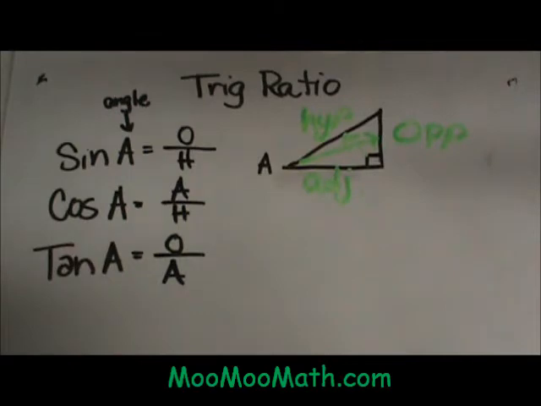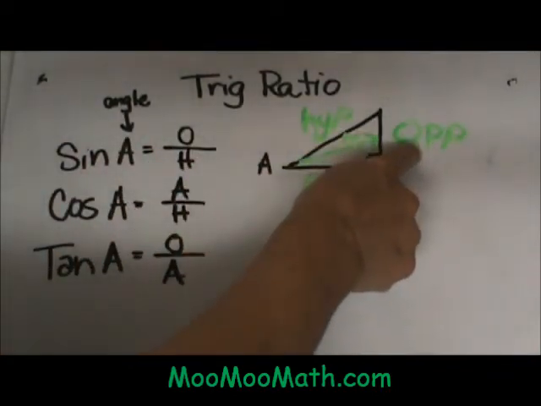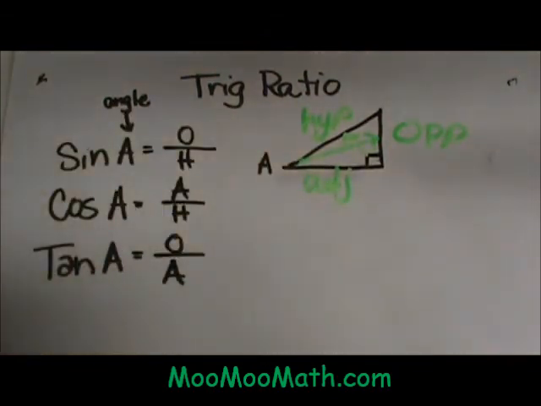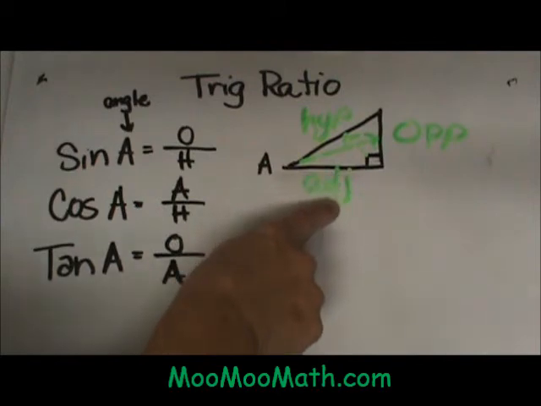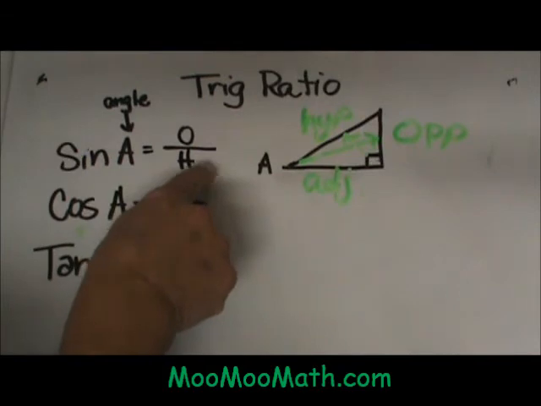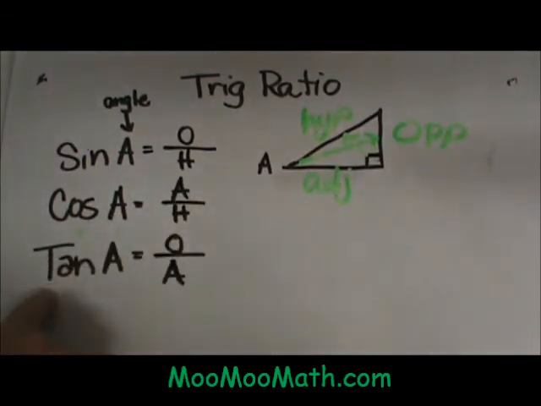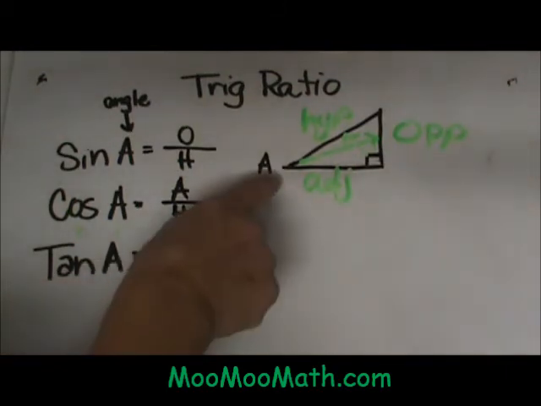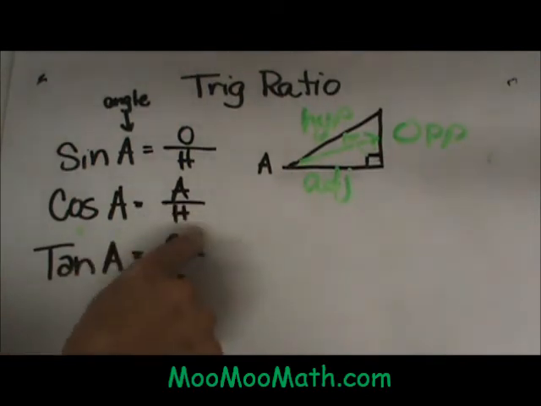The first one we'll take is the sine of A. And the sine of A is equal to the opposite over the hypotenuse, or O over H. The cosine of A is equal to the adjacent over the hypotenuse. So we're going to abbreviate that as A over H. And the tangent, or the third ratio, is equal to the opposite over the adjacent, or O over A.